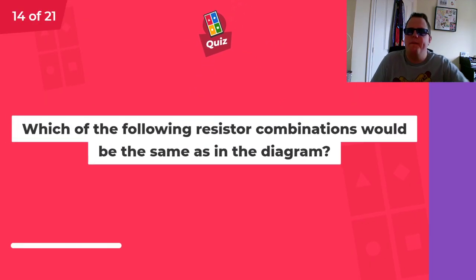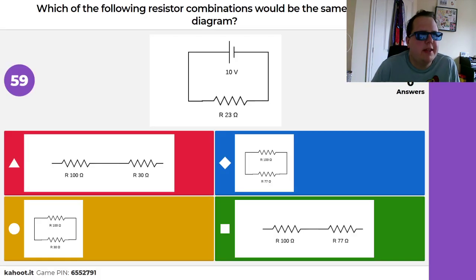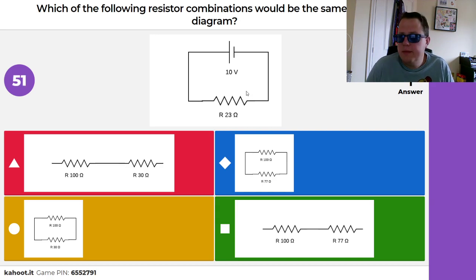Okay, so moving on. Which of the following resistor combinations would be the same as in the diagram? So this is what I've got in my diagram. Which of these combinations give me that resistance?